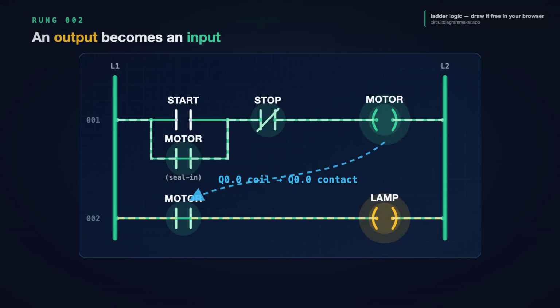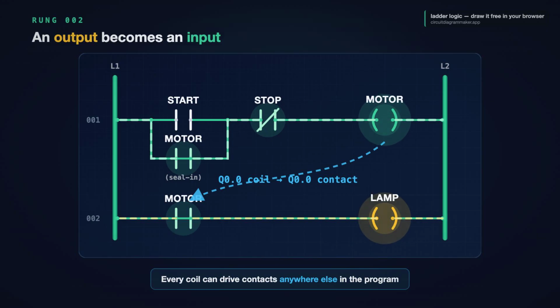Notice what just happened, though. An output became an input. That is the superpower of ladder logic. Every coil can drive contacts anywhere else in the program.